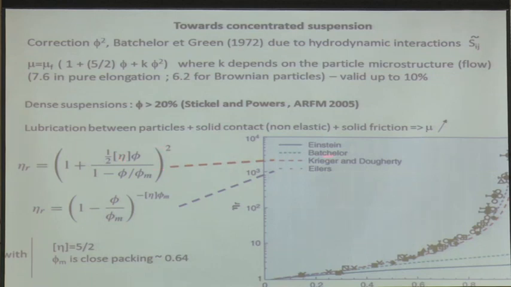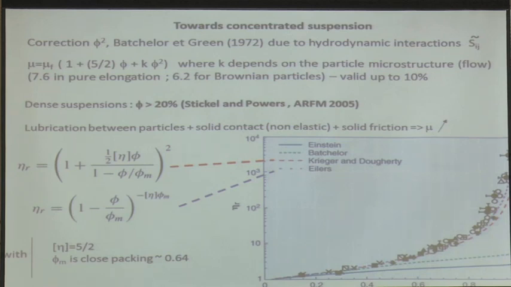And these are the two very well-known correlations that are used for suspension viscosity. One is due to Krieger and Dougherty, and the other one is due to Ehlers. And then you have fitting parameters that you can determine with your experimental data points. And this is a good model up to close packing, when the particles are coming almost to contact.